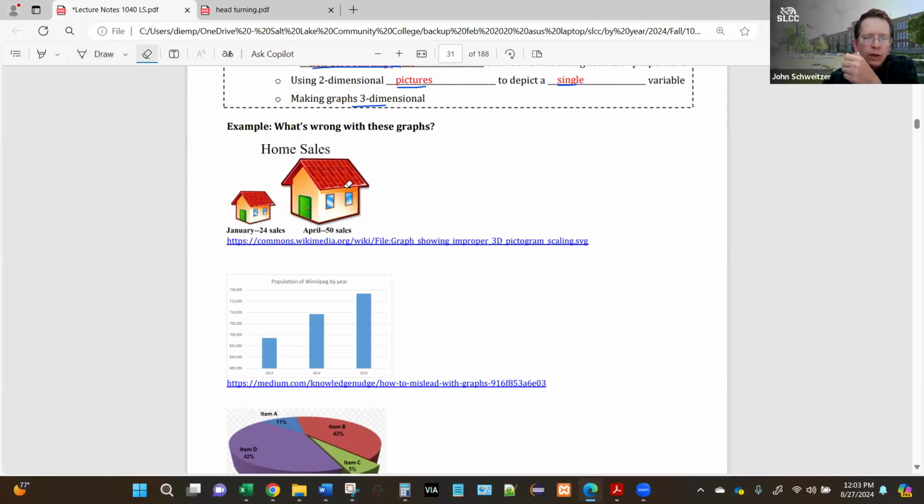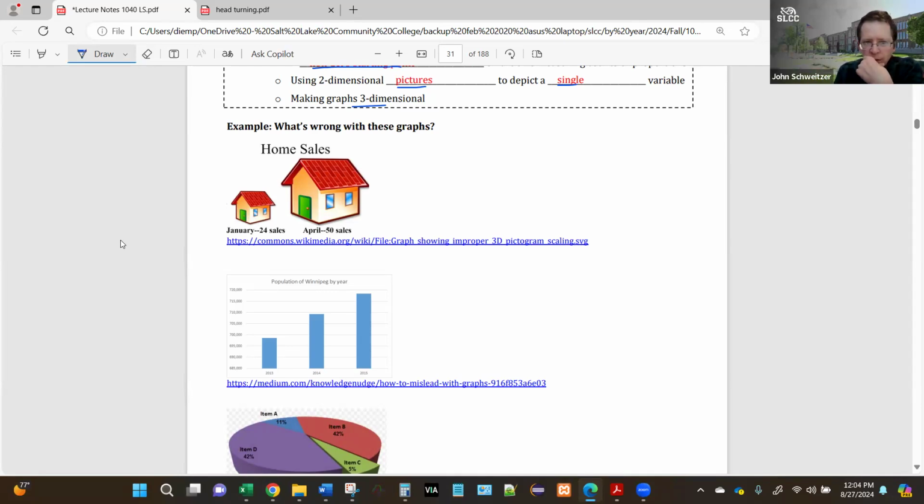Okay, so why is the variable one-dimensional? Well, the number of houses sold is one variable, right? In a single month, you can't sell 26 houses and 36 houses. You can only sell one number of houses in a month, typically, right? So what's the problem here? Why does it create problems?